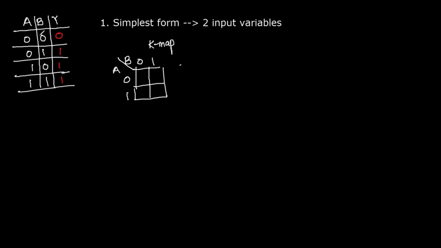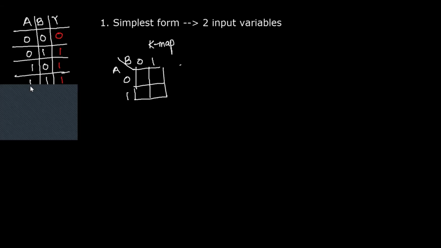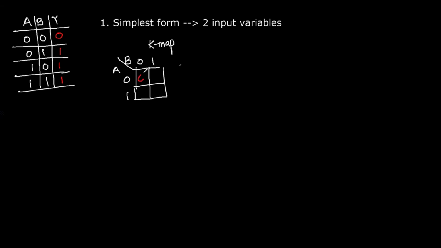So let's fill out this truth table over here. When A and B both are 0, you have your output Y. Let's fill that up in red. It's 0. When your input A is 0, which is this row, and your input B is 1, which is this column, you have a value of 1. And when your input A is 1, which is this row, and your input B is 0, which is this column, you have 1 again. And for 1, 1, you have 1 again. So this is how you fill out your K-map.